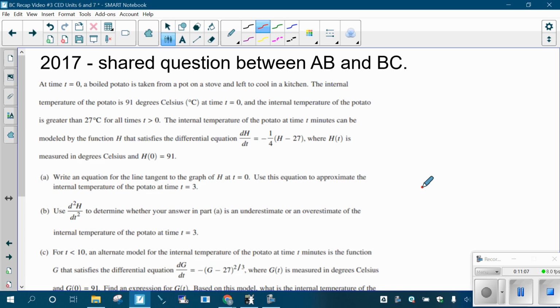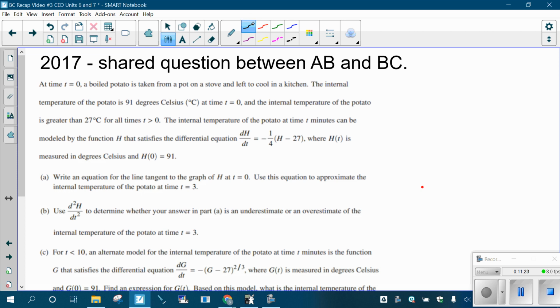Anyway, all right. So let's take a second to read the stem. And this was a shared question between AB and BC, so you know some of them are AB only. This is a harder question because it was also appropriate for the BC exam. So let's read the stem, and then we're going to go through these different parts here.